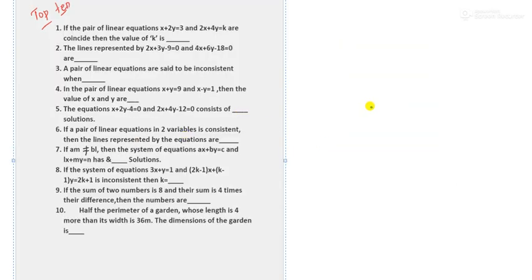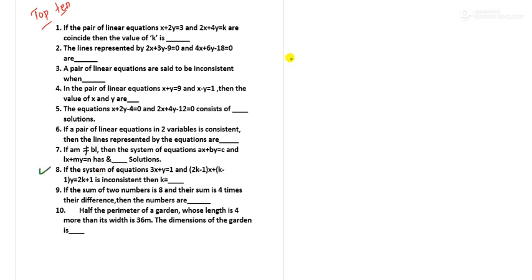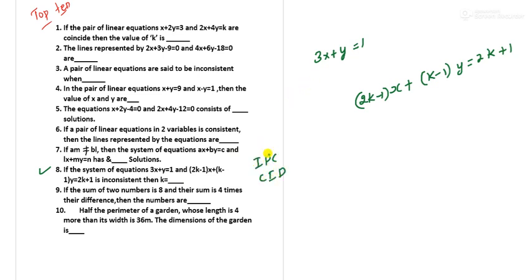Moving to question number 8. The question is, if the system of equations 3x plus y equals 1 and (2k minus 1) into x plus (k minus 1) into y equals 2k plus 1 is inconsistent. They represent what? Inconsistent. So IPC CID means what? Parallel. The lines are parallel. Now they have asked the value of k. For the parallel condition, A1 by A2 is equal to B1 by B2, not equal to C1 by C2. You have to follow just these two, equate them, and you will get the answer.